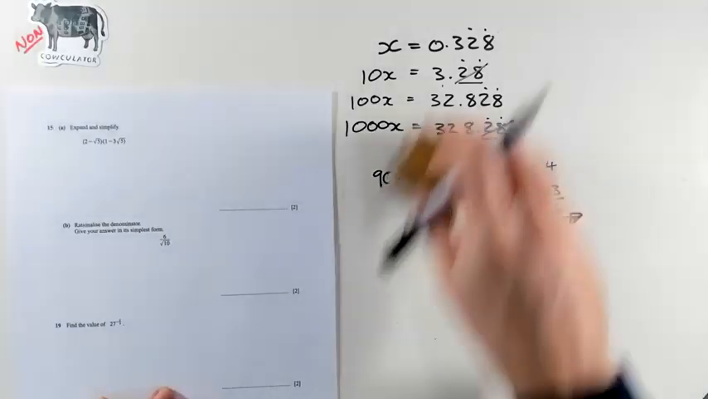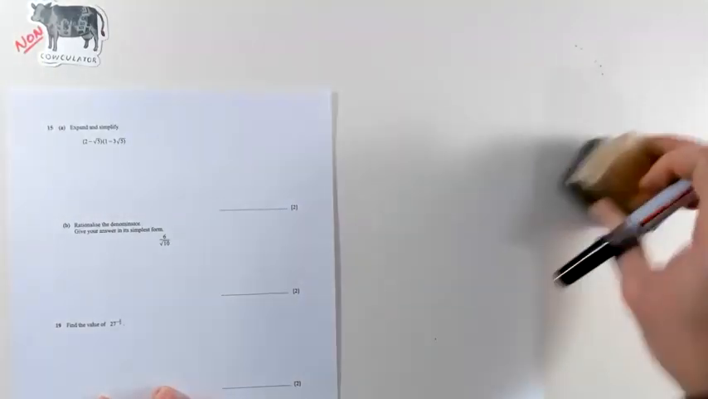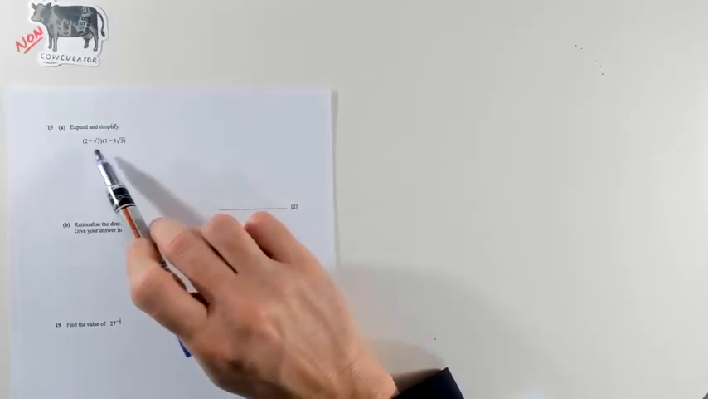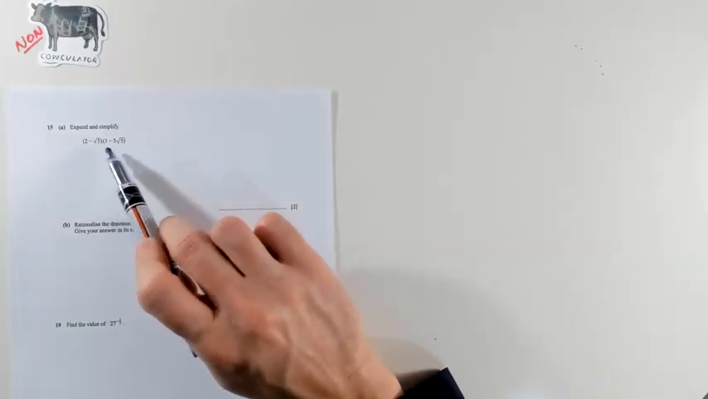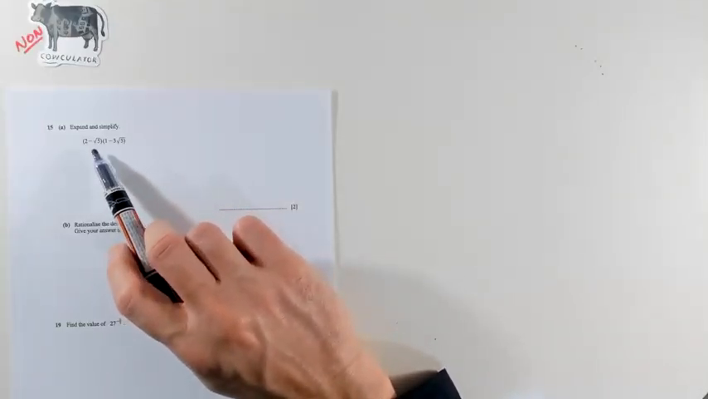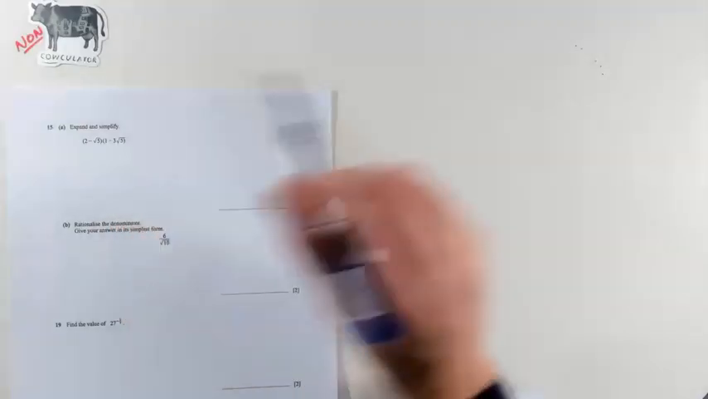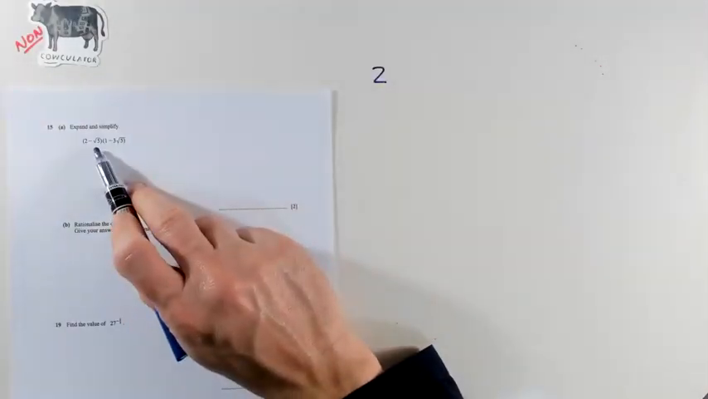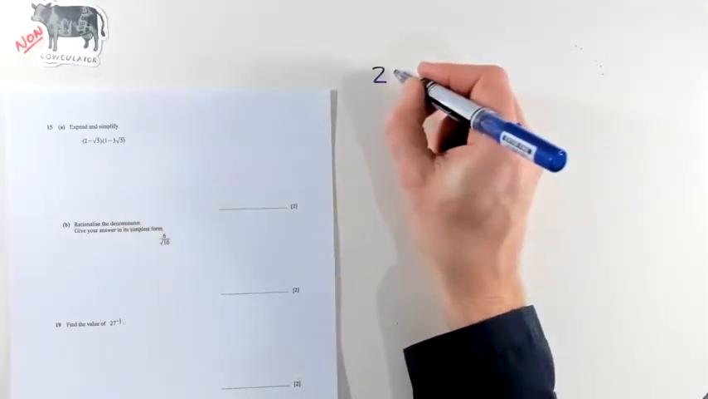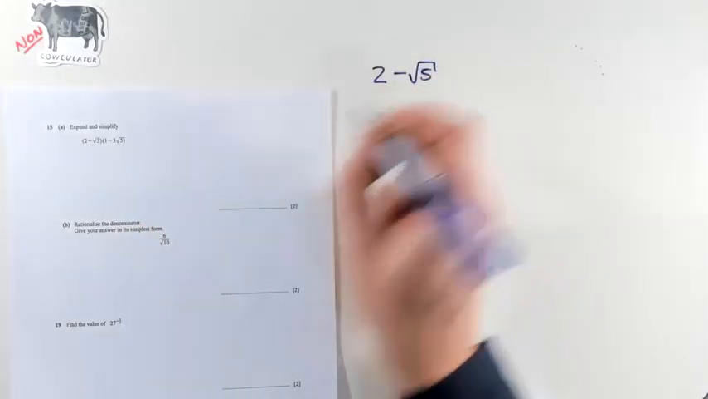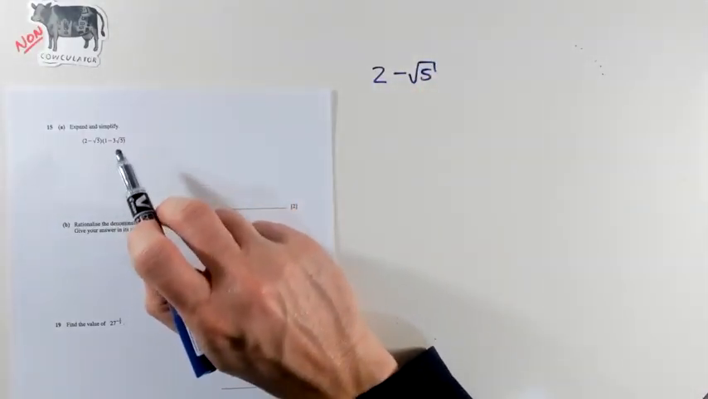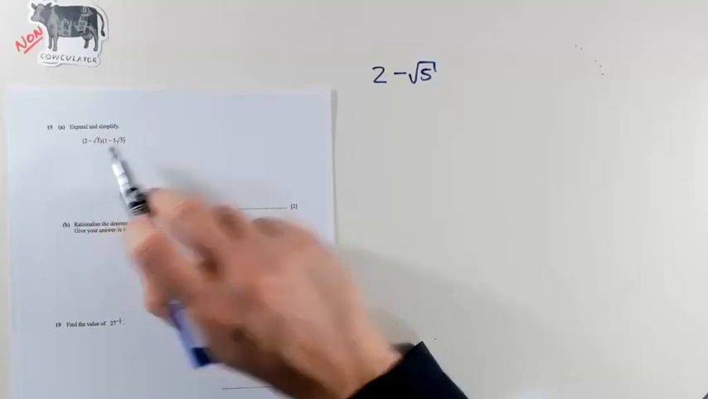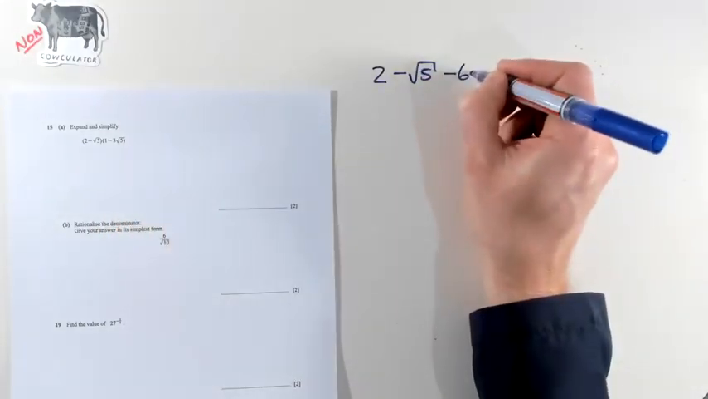Okay, next one is a bit of expanding brackets. Something's going to cancel out here, but let's just start over there. First times first is going to be 2 times 1, which is 2. And then we have this negative square root of 5 times 1, which will just be negative square root of 5. And then we'll do the 2 times the negative 3, which would be negative 6 square root of 5.